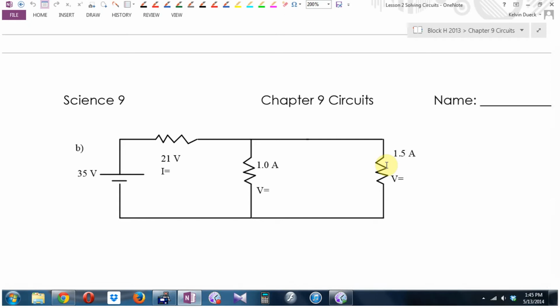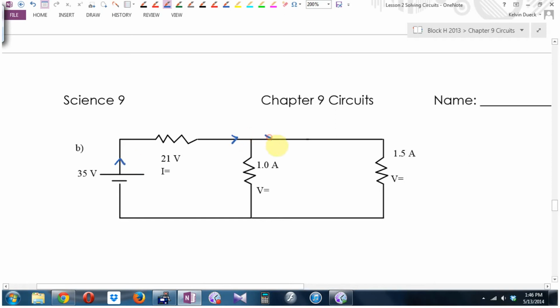Okay. To solve a circuit, first thing I want to do is figure out which way is downhill. Where's the battery? Do you see it? Yeah. On the left side. Which way is downhill, upwards or downwards? So let's do a little arrow. That's downhill. Which means the current's going this way.